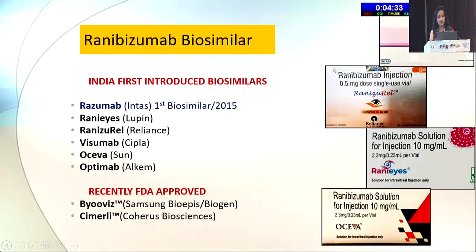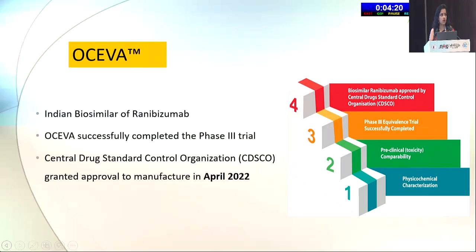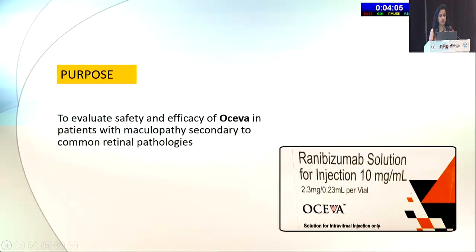So these are the different biosimilars. I think except for Optimab, almost all the others are available. Currently, Optimab is not there for use, and you also have few FDA-approved biosimilars as well. Now coming to the drug in question, Ociva, this is an Indian biosimilar. It has completed its phase 3 and it's been approved as of April 2022 by the Central Drug Standard Control Organization.